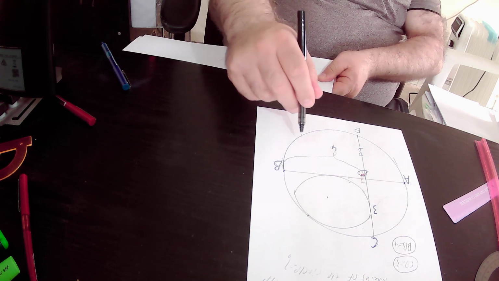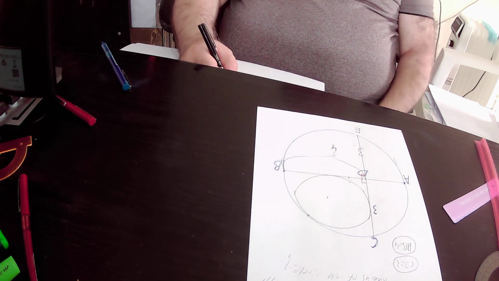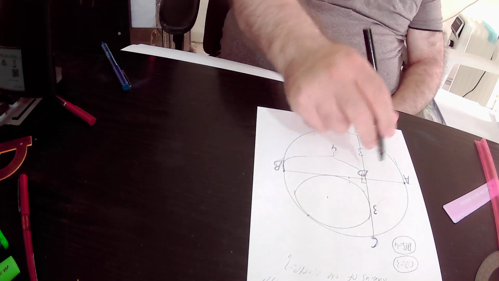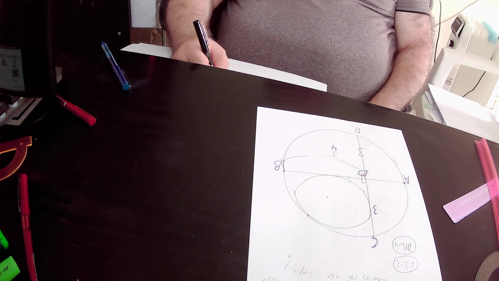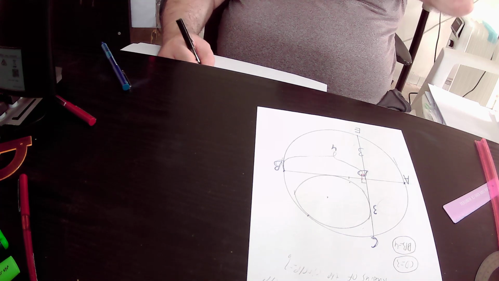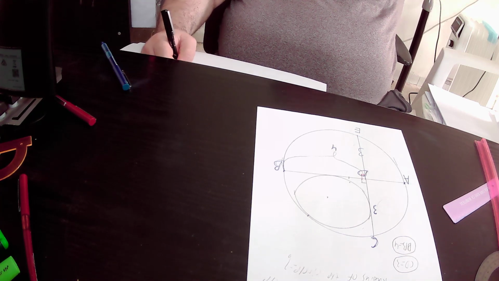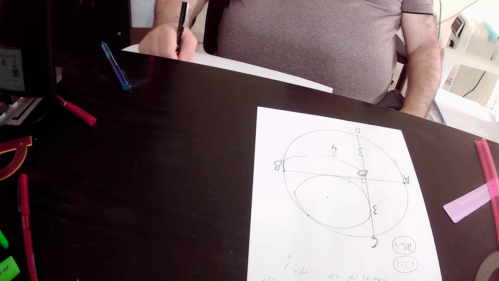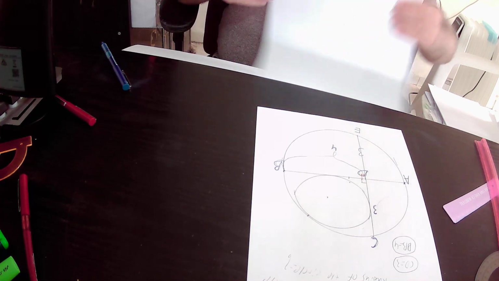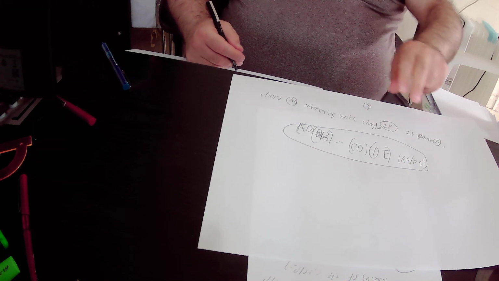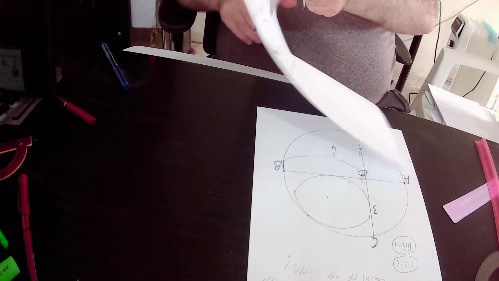AD times DB equals CD times DE. According to rule number 1, of course, I will repeat again. Here, according to rule number 1, we get that AD times DB equals CD times DE. Okay?